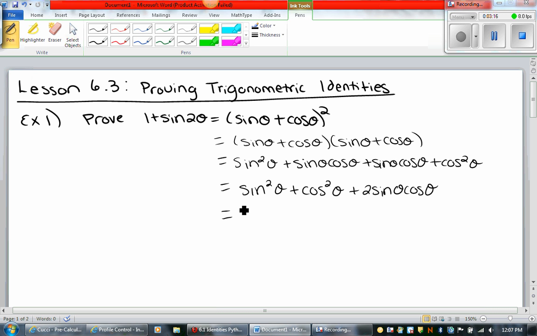Okay. Now, if we go back and think about our identities, we've got one identity that is like our most important identity we're supposed to have memorized. And that's that sine squared theta plus cosine squared theta. You should know that that's the Pythagorean identity, and that equals 1. Now, I also have 2 sine theta cosine theta. That's another identity. And that identity is sine 2 theta.